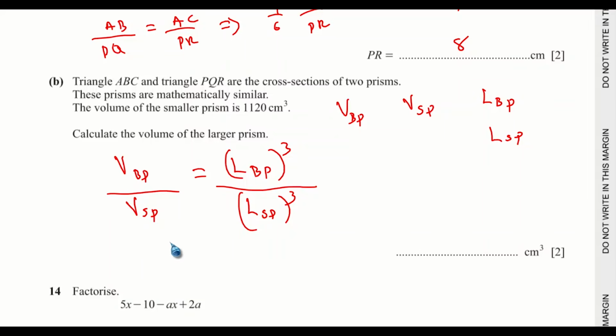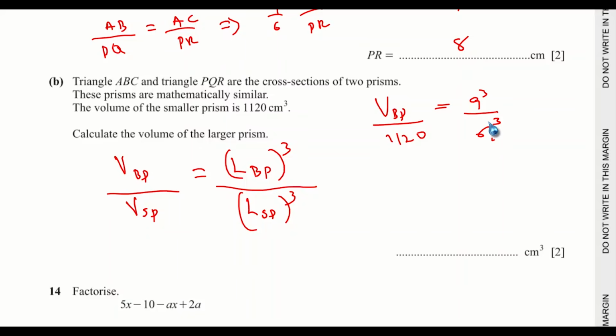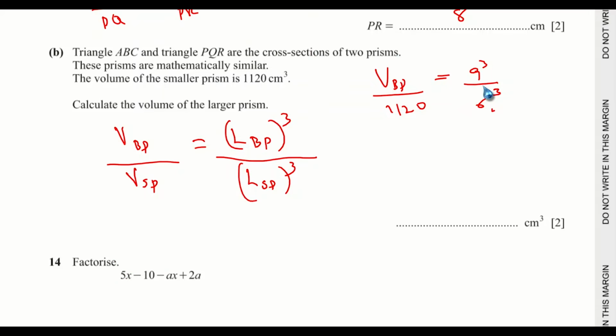We want to get the volume of the larger prism, which is the bigger prism. So we can maintain this. I think I can rub off this side now. This one is what we want to compute. I'll write the volume of the bigger prism over the volume of the smaller one, which is given as 1120, equals 9 cubed over 6 cubed. I just picked the length of the bigger one over the length of the smaller one.